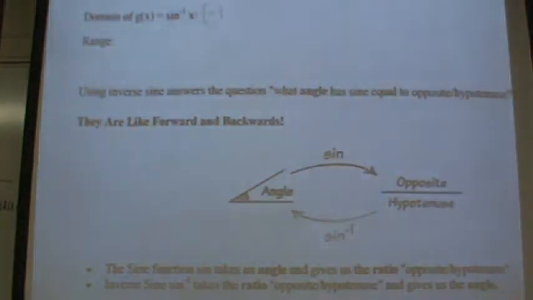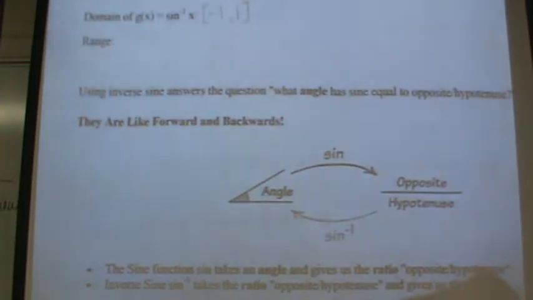So we need to define the domain. Remember that the domain is the x values that you put in. So on our graph that we restricted on the other side, what were the x values that we put in? What were the possible x values? Negative 1, 0, or 1. So we went from negative 1 to 1. So all the values in between negative 1 and 1 is our domain.